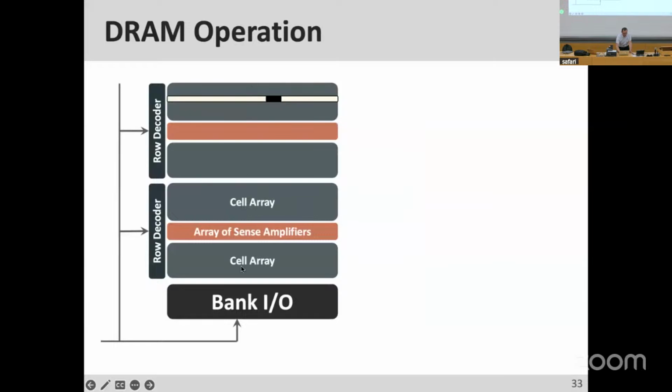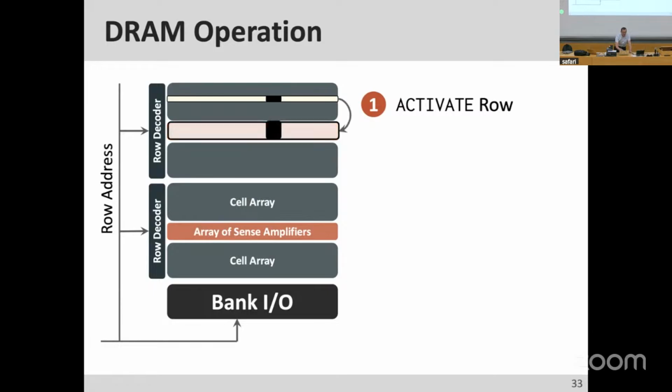So this is 2 subarrays. Assume that you have an address. You first supply the row address. And then you decide which subarray it goes to, of course, because part of the address determines which subarray it is. Assume that it's this row, and you want to access this black column in this yellowish row. You first need to activate the row by supplying the row address, which brings the data into these sense amplifiers that are local inside the subarray.